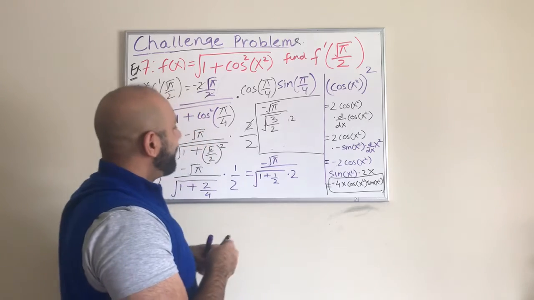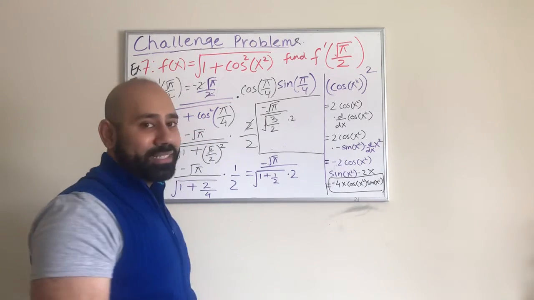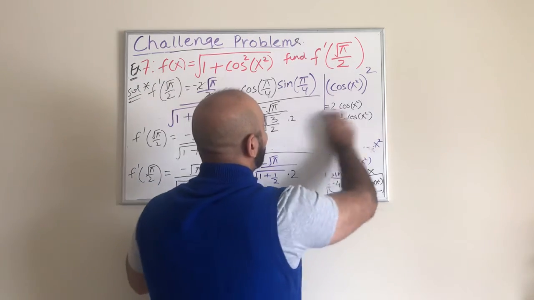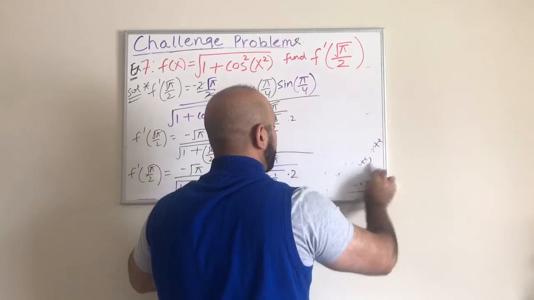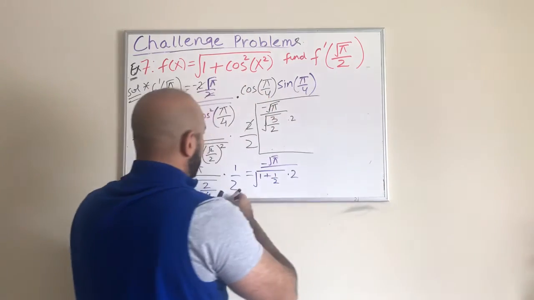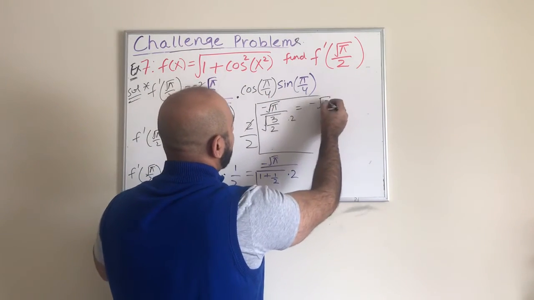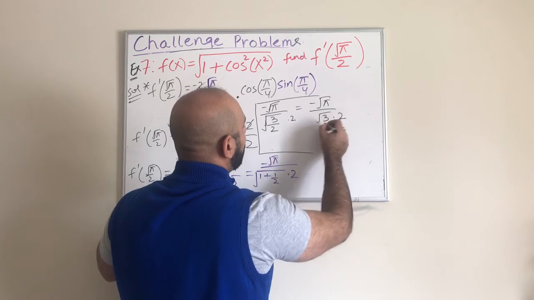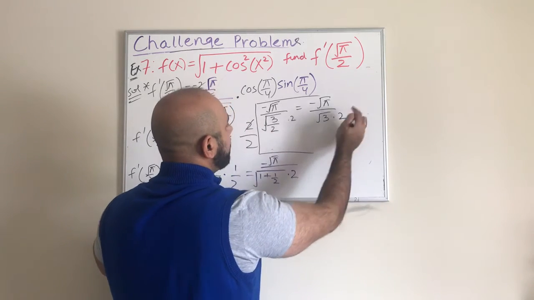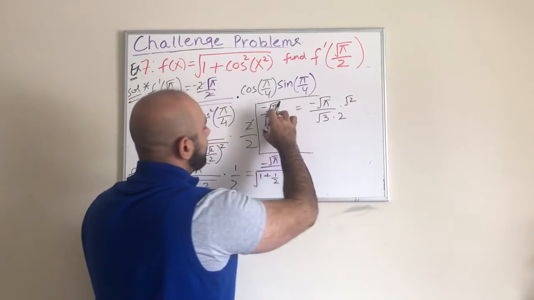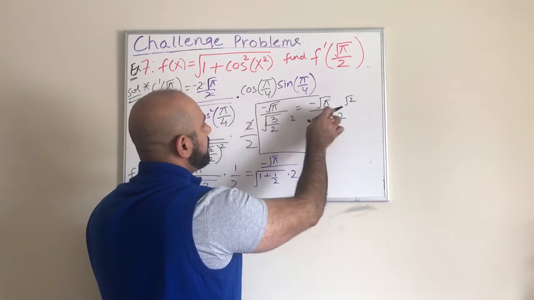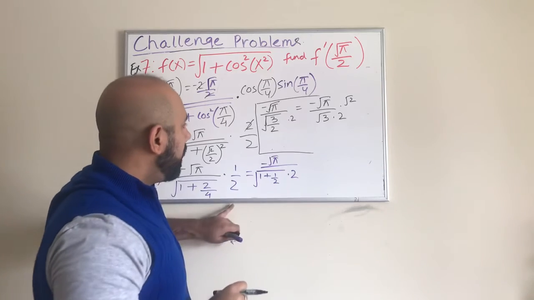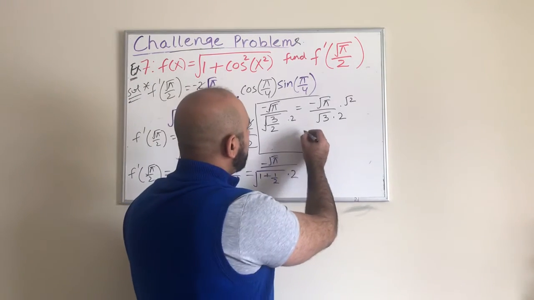Guys, I still have to simplify this because we don't like radicals in the denominator. Let us see how we can still simplify this. Now this is going to look like negative radical pi over radical 3 times 2. And then there is this radical 2 here, which I'm going to take upstairs, because I'm dividing by that ratio. So when I change that to multiplication, this radical 2 goes upstairs. Now can we simplify further? Yeah, we can still simplify.